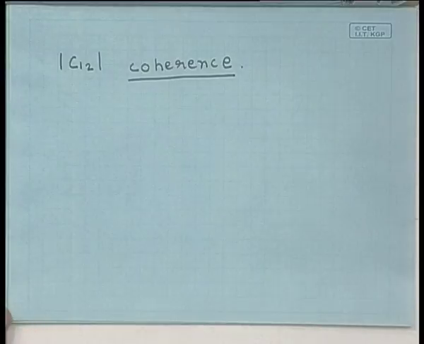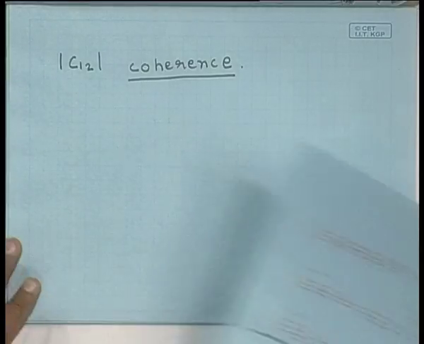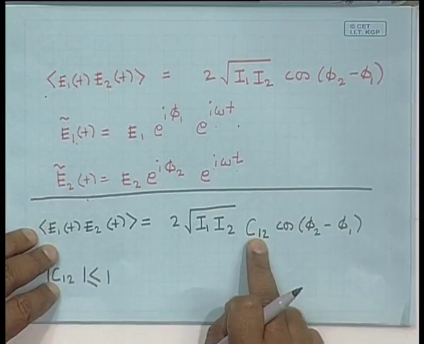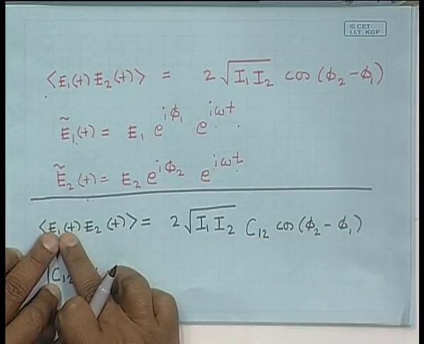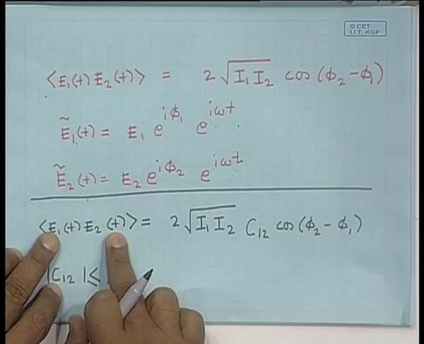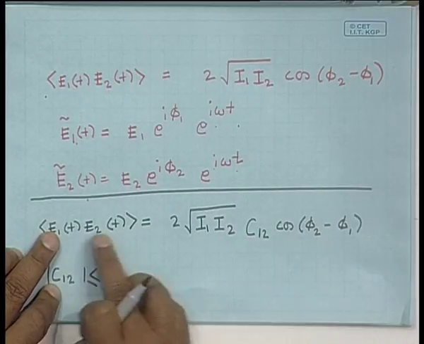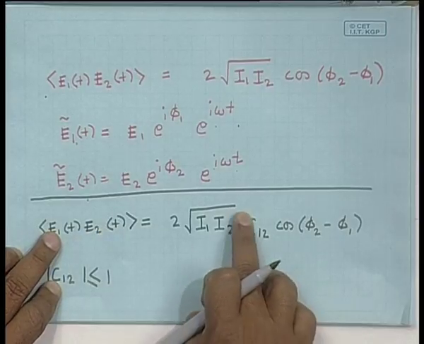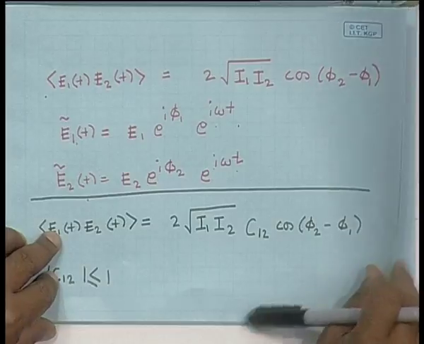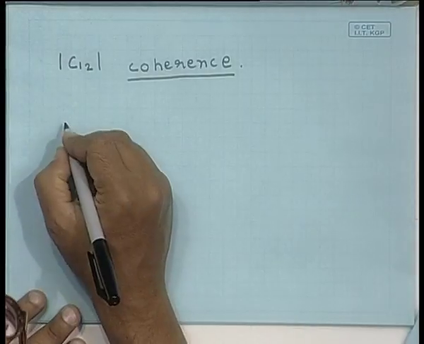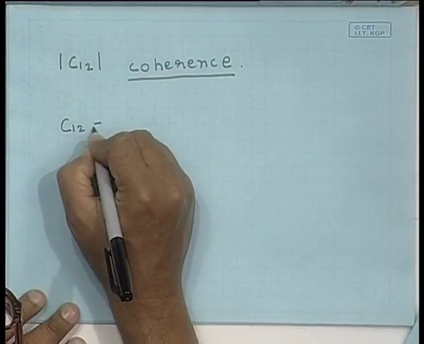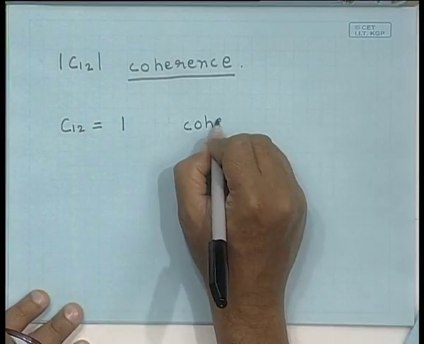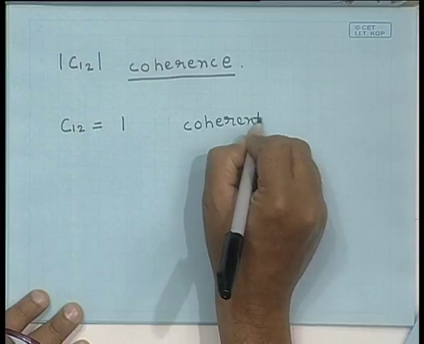So, C12, the number which we have introduced over here, this quantifies the degree of coherence between the two waves E1 and E2. Okay. If these two waves have exactly the same frequency, the coherence C12 has a value 1. So, if this has a value 1, the two waves are said to be exactly coherent, perfectly coherent.